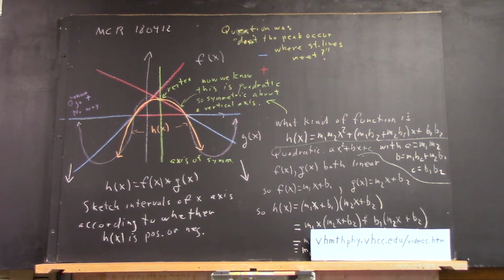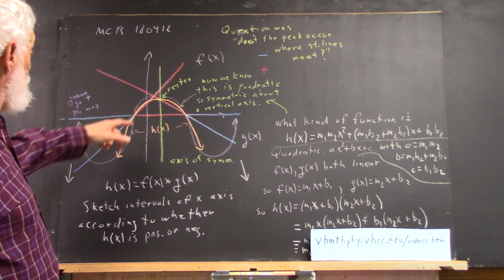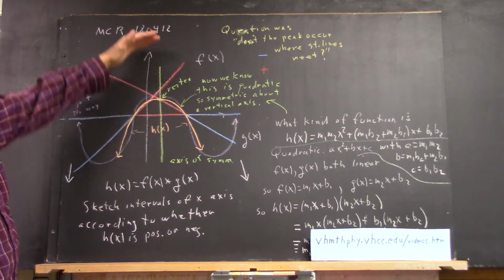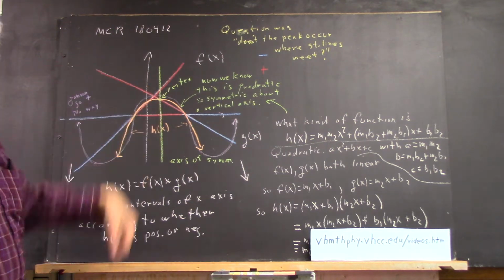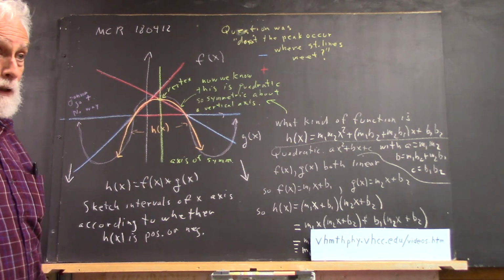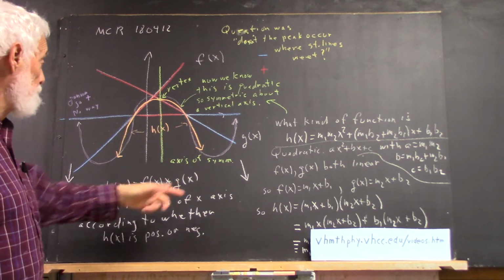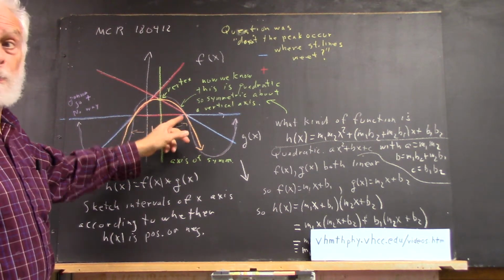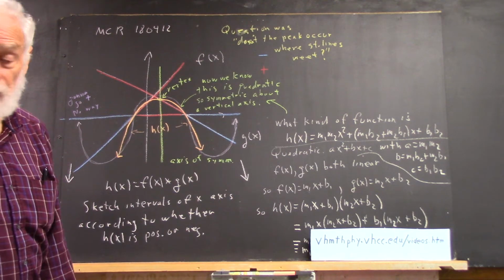Okay. Then, between here and here, well, both functions are positive. They're both above the axis, and of course, they're both colored red to remind us of that. And when we multiply the two functions, then we're multiplying two positives, so on this interval, the product is positive, okay?